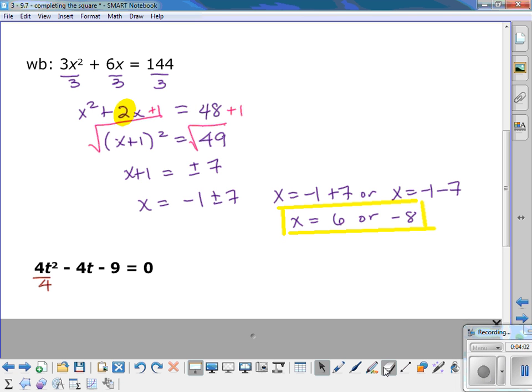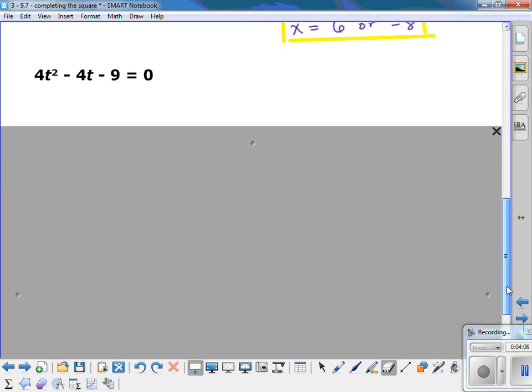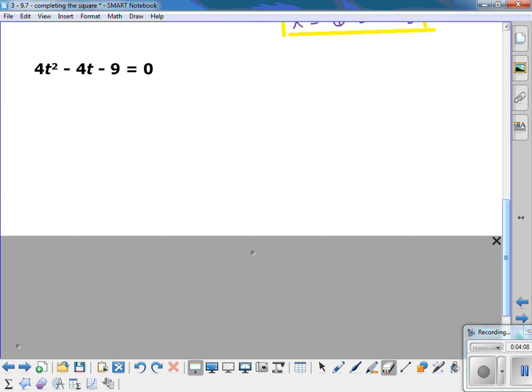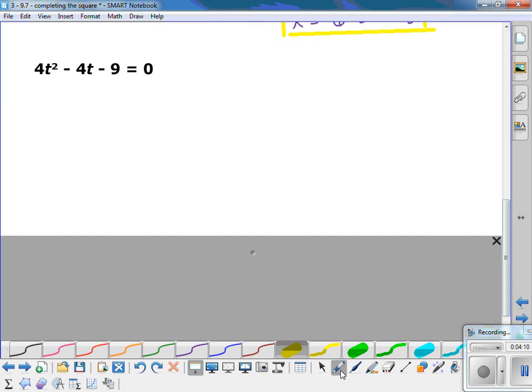Oops, I didn't erase everything there apparently. Okay, so this one, we're going to start off dividing by 4.